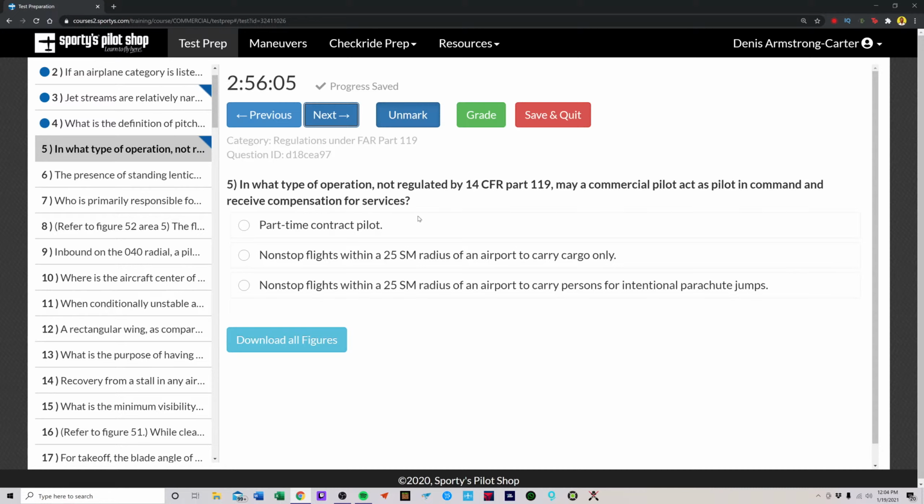But there's a book called the FAR/AIM. I don't have it on me right now, but pretty much it's the Federal Aviation Regulations. So this is what that is. They're saying, when can you not act as commercial pilot in command? I think it's this one. I'm pretty sure it's this one. So I'll leave that one like that.